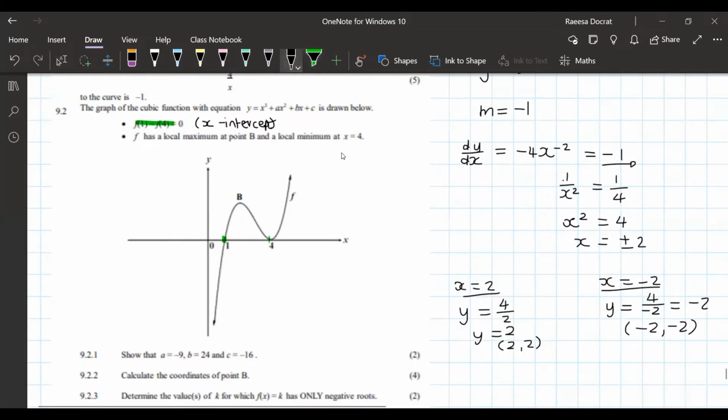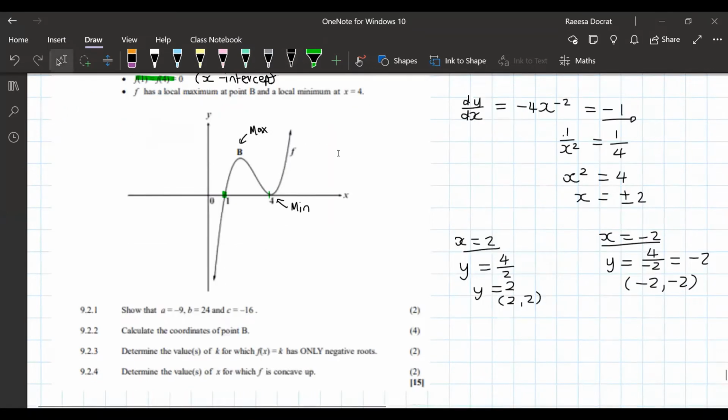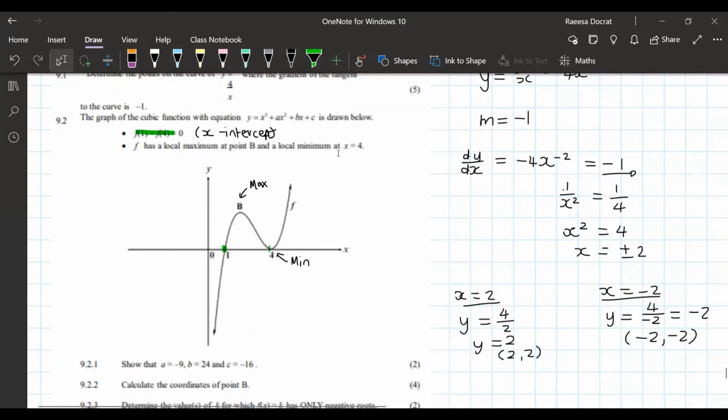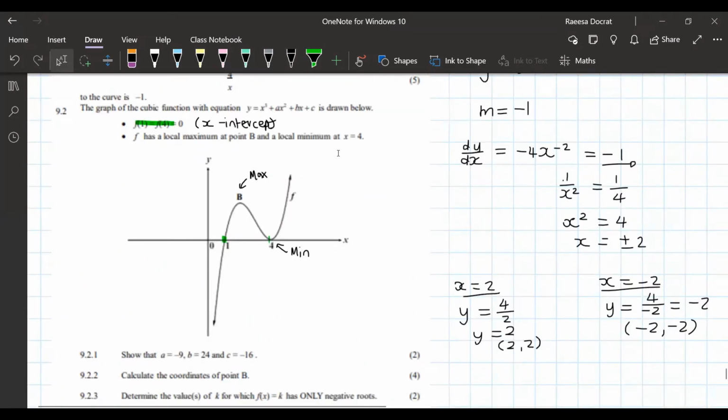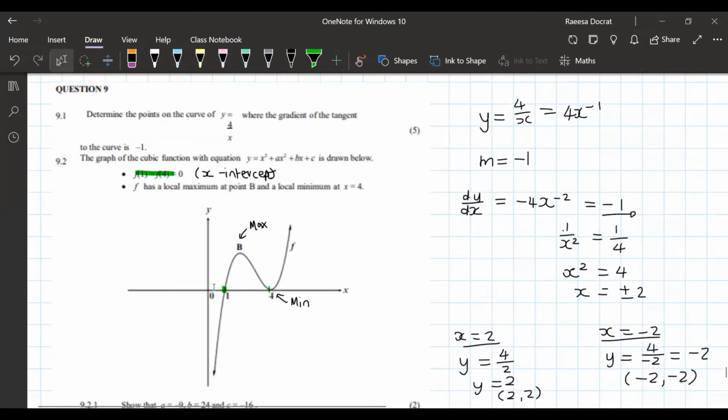It says f has a local maximum at B and a local minimum when the x-coordinate is equal to 4. So this one here we know is our maximum, our one turning point, and there is our minimum, our turning point. So it says, show that a is equal to -9, b is equal to 24, and c is equal to -16. Okay, so what we have over here are the x-intercepts.